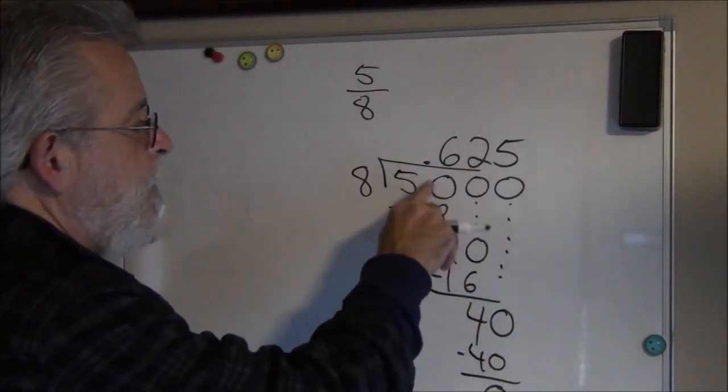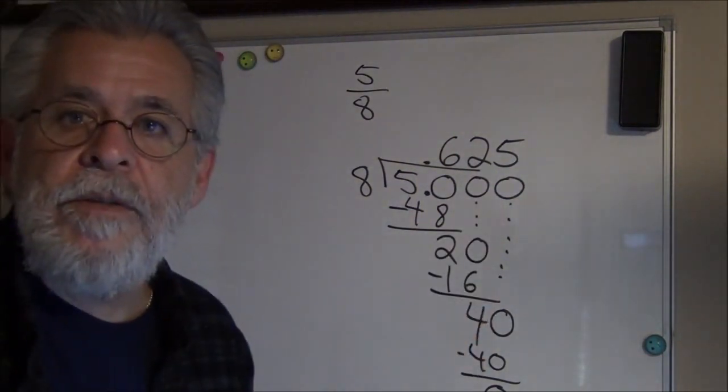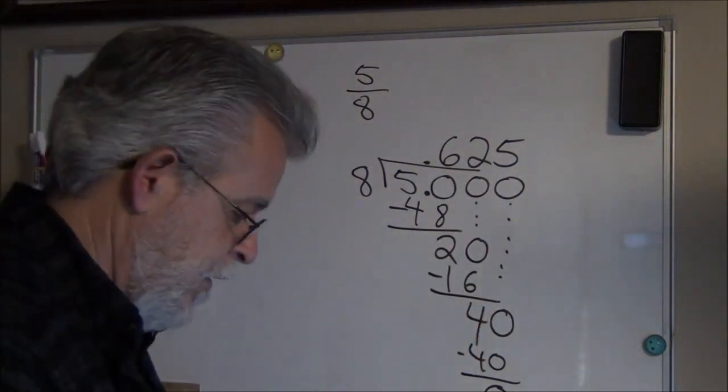So this is how we add zeros to keep working until we no longer have a remainder. Okay, I hope this was helpful.